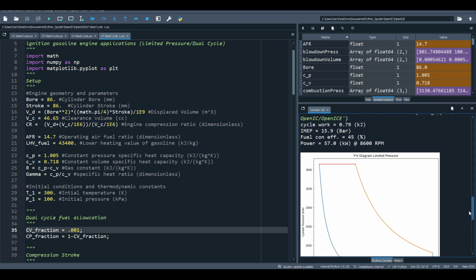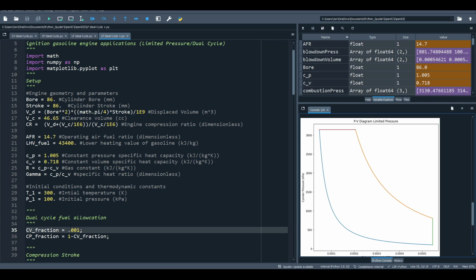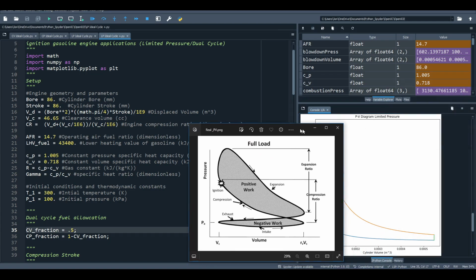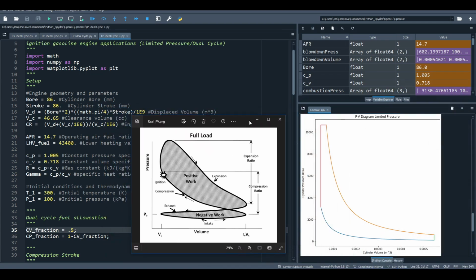One cool thing we can do with this, let's go back to about 0.5. This is obviously all data being pulled from our calculations here in the code. What we can do is actually look at what a real pressure versus volume diagram looks like for a real engine. So if I pull this guy over, this is actually, I should say, a somewhat real PV diagram. So it's not straight lines, it's not nice like that. It's kind of more of a kidney shaped or liver shaped.